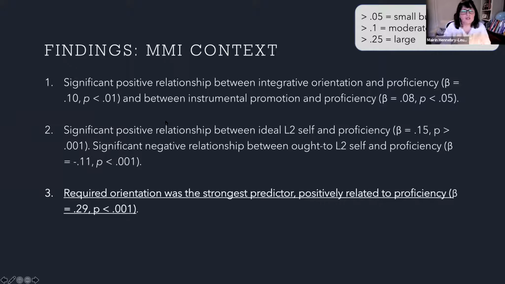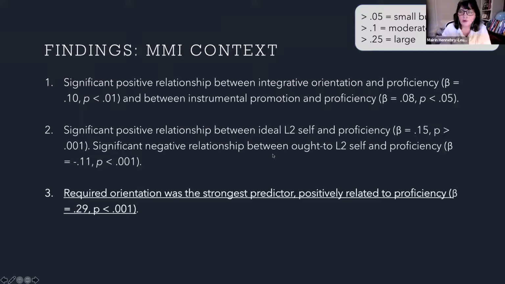Okay, so in the MMI context, we found a significant positive relationship between integrative orientation and proficiency, and instrumental promotion and proficiency. But then when we added the ideal self, we saw that there was a stronger relationship there between the ideal L2 self and proficiency. And then when we added the required orientation, we found that there was a particularly strong relationship between the required orientation. So this is where I remind you of those numbers when we're interpreting effect sizes.